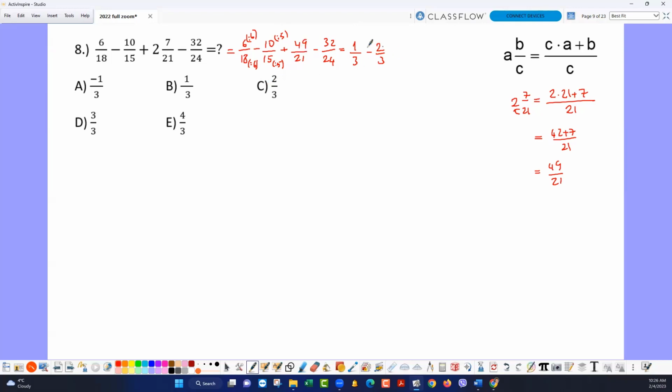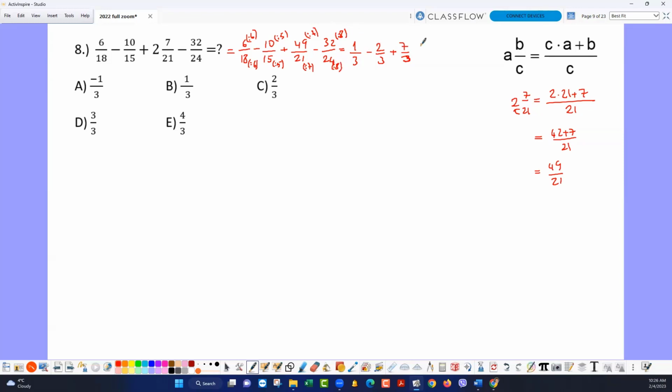49 over 21, they are both divisible by 7. Divide the numerator and denominator by 7. It's going to be equal to 7, and 21 divided by 7 is 3. So you see all the denominators are coming to the same number. And the same for 32 over 24, both divisible by 8.